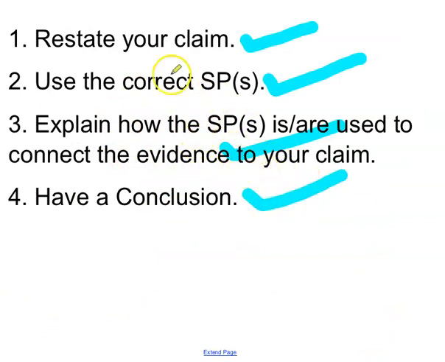So take a look at your reasoning. Did you restate your claim? Did you use the correct scientific principle? And did you explain why the scientific principle connects your evidence to your claim? This is the important part. This is where you have to say, this is why I use scientific principle number 3. This is why it's important. This is how it supports the claim.